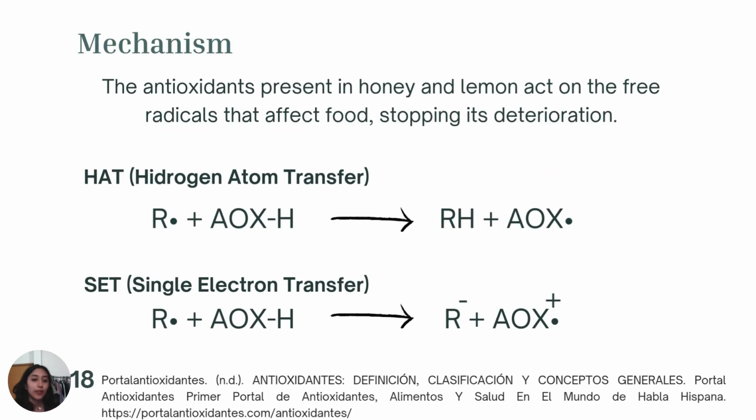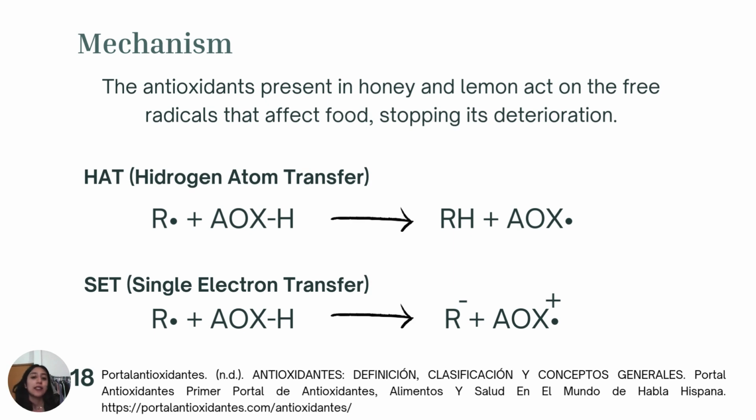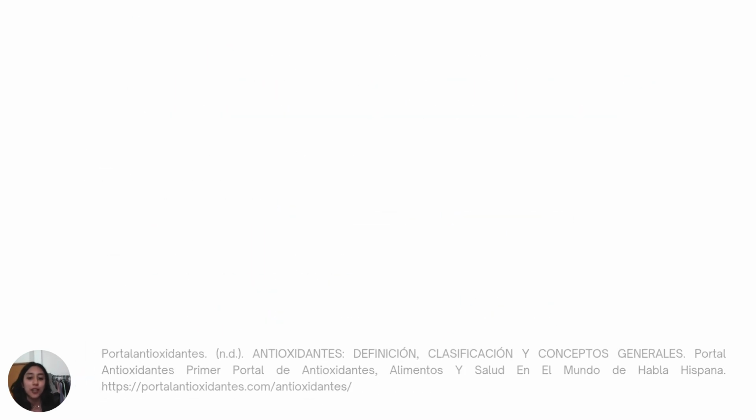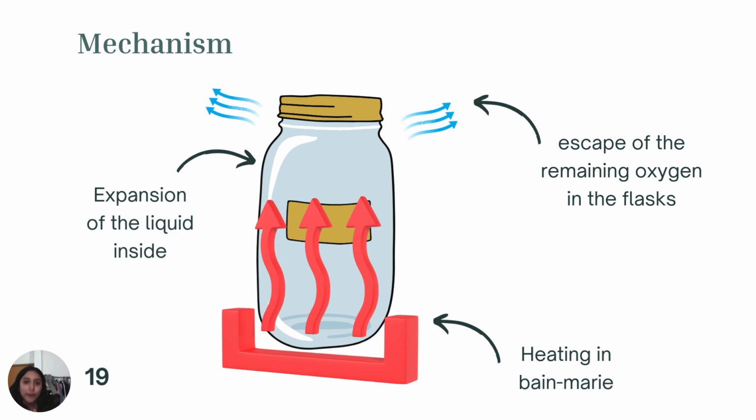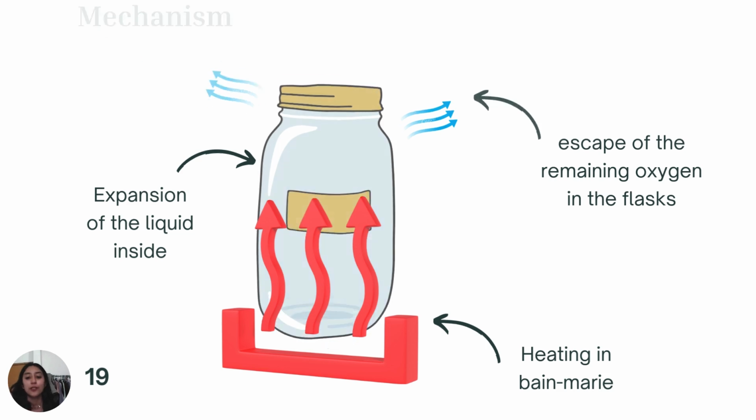favored. Then we also mention antioxidants, and these antioxidants act on the free radicals that affect food by two principal mechanisms. First, the HAT, in which the antioxidant gives a hydrogen atom to the radical to stabilize it, and the second is the SET, in which the antioxidant gives just an electron to the radical for it to acquire a less reactive charge. And regarding the expulsion of the oxygen, this is because of the thermal expansion that the content of the jars is going to experience when heating. When they expand, they will push the oxygen outwards.